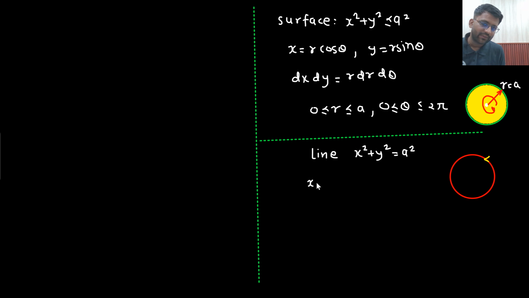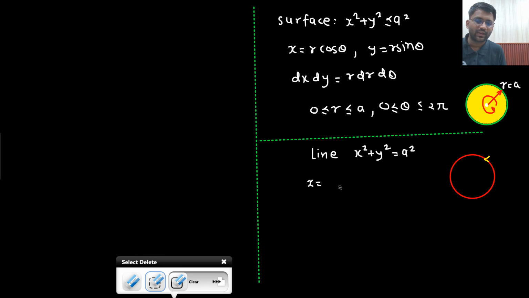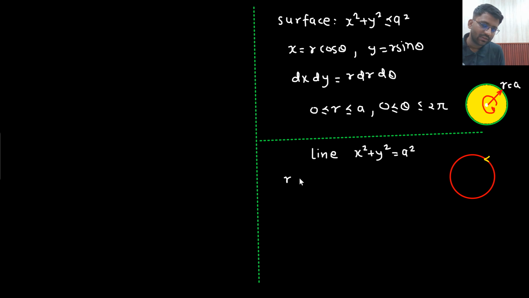That means you already know that the value of x, which we used to put as r cos theta, so the value of r is constant here. On a line, the value of r becomes constant. What is that? r equals a. Here r equals 0 and here r equals a. So r equals a is constant now, so dr is 0. But who is changing? When I am moving on the line, theta is changing. Theta is variable, going from 0 to 2 pi.